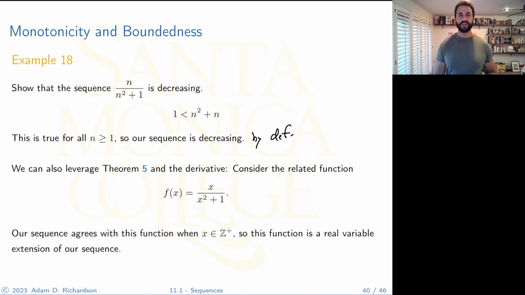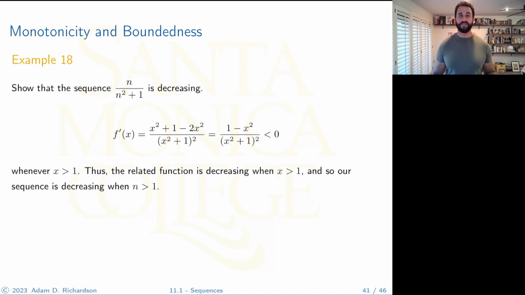If you want to show a function is decreasing, you need to take the first derivative, right? Take the first derivative, and if the first derivative is negative, then your function is decreasing. If it's positive, then it's increasing, right? So here's what I did. I took the first derivative using the quotient rule. Then I simplified things, and check this out. For all x greater than 1, this thing is negative.